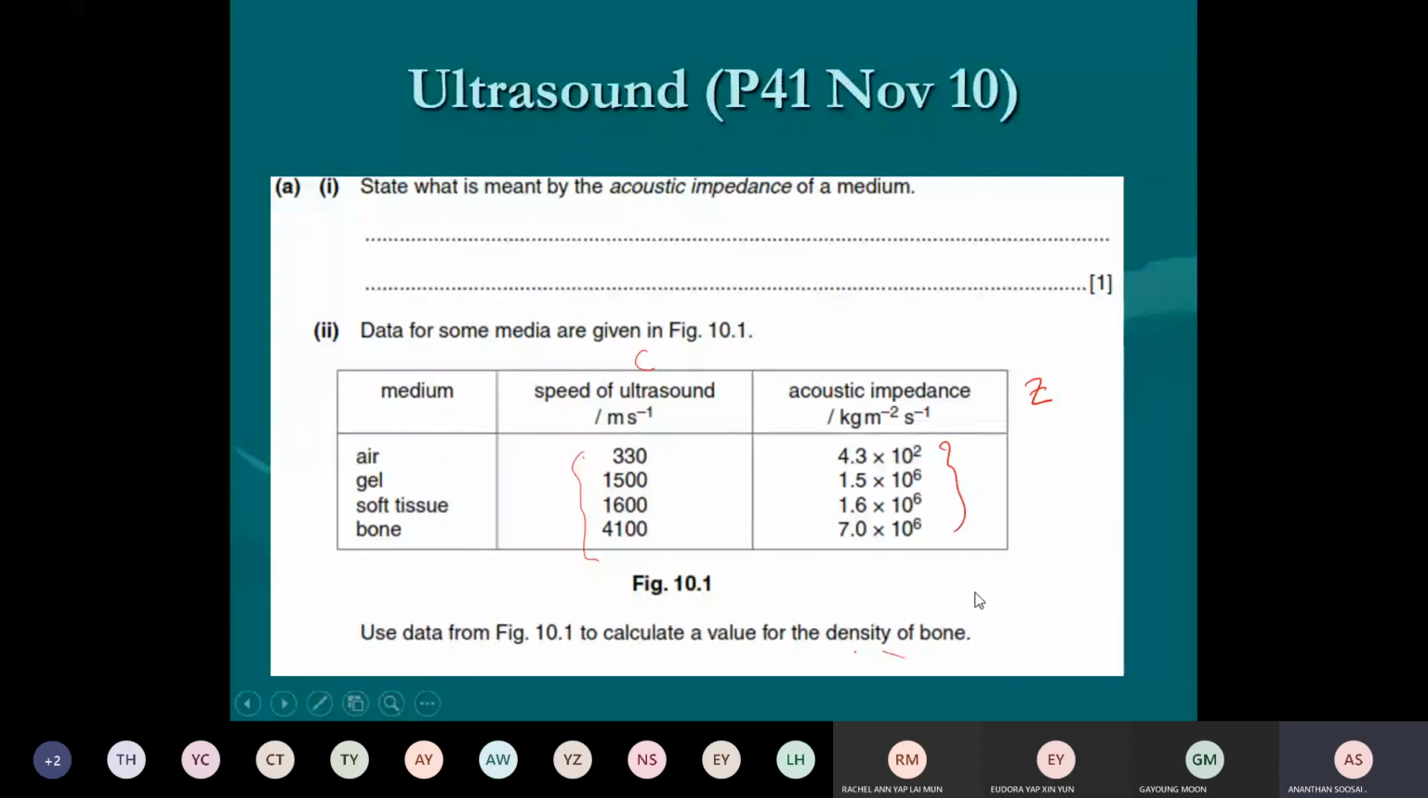So the bone's acoustic impedance is there. You know the acoustic impedance, you know the speed of sound in that bone, so you can find the density. Z equals density times the speed of sound. Okay, watch out with your units. In this case, all units are SI, so no problem. Your final answer will be in kg per meter cubed.